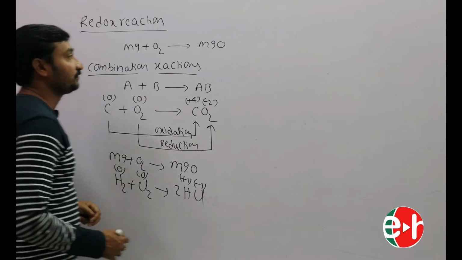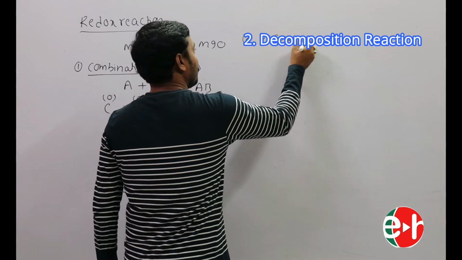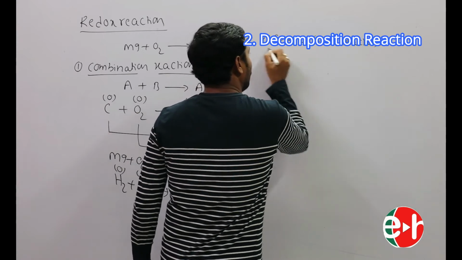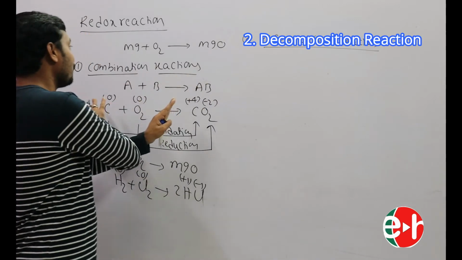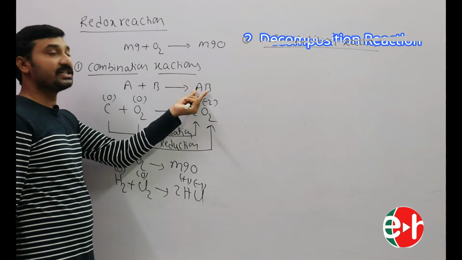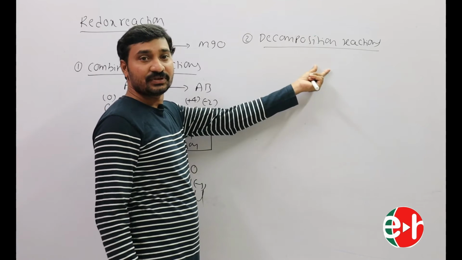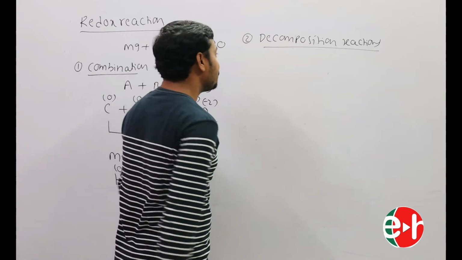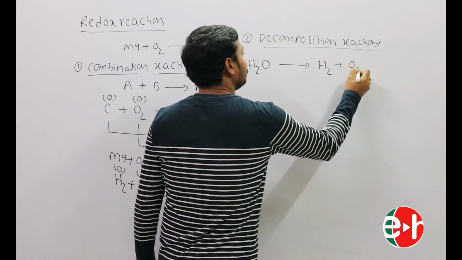Okay. Next one, second one: decomposition reactions. What are decomposition reactions? Generally, these are the reverse of combination reactions. In the combination reaction, what happened? Two substances combine to form a single compound. Here it is reversed. One single compound dissociates and gives two or more substances. That is called a decomposition reaction, that means it decomposes. Example, H2O gives rise to H2 plus O2.